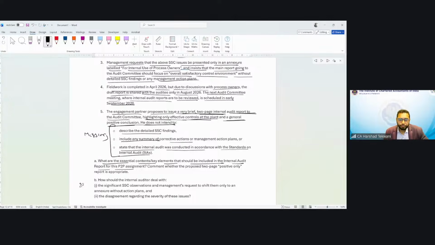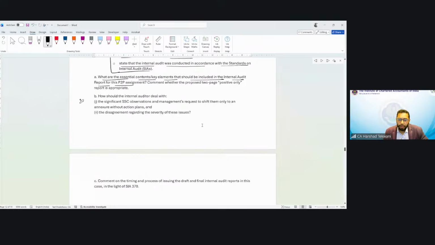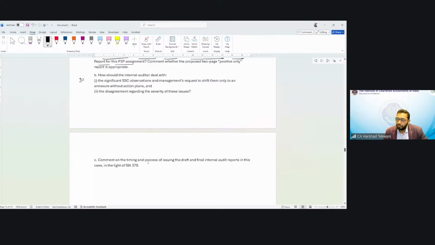No? Okay. Now, let us take point number C first of all. Comment on the timing and the process of issuing the draft and final internal audit report, in the light of SA 370. Or even not 370, if you have to tell me the procedure of issuing draft and final internal audit report, if you need to write on that.